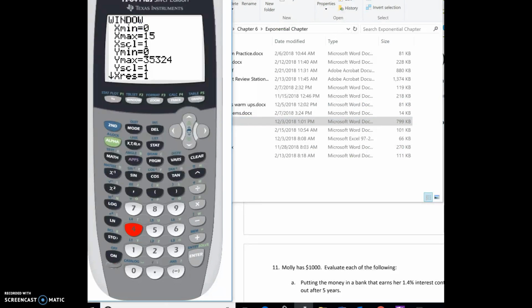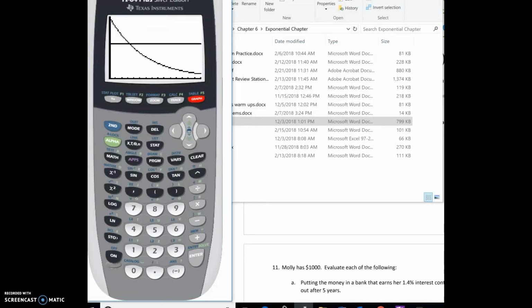I don't know why I keep switching to this other option. All right, so there's the shape. So now I'm going to see where these meet. So second, trace. I'm going to choose intersect and then just hit enter 3 times. And this is time. I can see from here that we're going to be rounding to the nearest thousandths, so 3.263 as far as my answer goes.